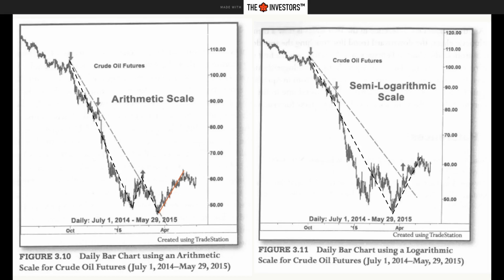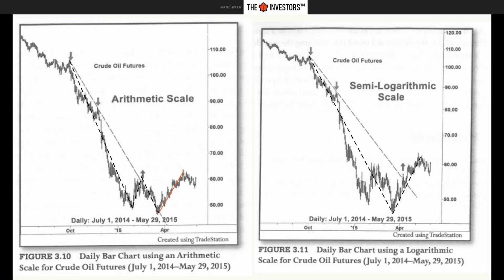On the arithmetic scale, in figure 3.10, a $10 price movement is visually the same whether it is a move from $50 to $60 or a move from $100 to $110. This type of scale can be somewhat deceptive. A $10 move is much more significant to an investor if the price of a security is $50 than if the price of the security is $100.